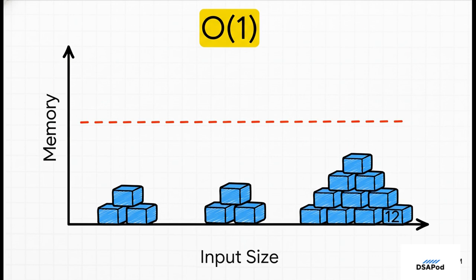Let's start with the absolute best-case scenario. This is O(1), or constant space. This is like the holy grail of space efficiency. It means no matter how much data you throw at it, 10 items or 10 million, the extra memory it needs to do its job stays exactly the same. It doesn't grow at all.